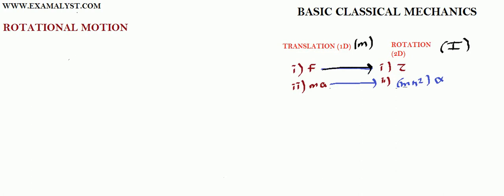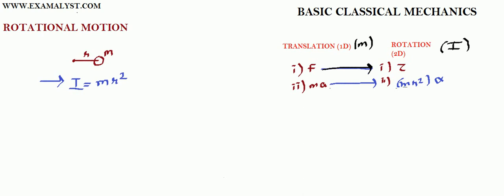So from the last class, we understood that if you have a massless string of length r and a particular object of mass m present at length r, then the moment of inertia I is equal to mass m multiplied by the square of the distance where the mass is concentrated. Remember that this formula is valid for an object that is attached at a distance r from the center.